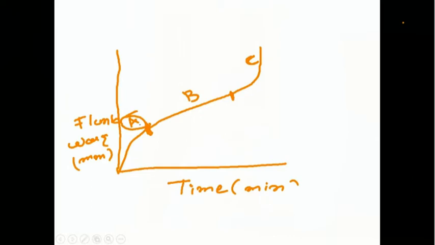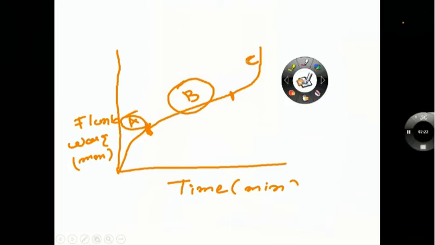Then after region B, the region B is considered as a normal wear, as with increase in time the rate of increase in wear is constant. There isn't any rapid jump in increase in wear, whereas the region C is the rapid wear region where the wear increases very rapidly with respect to machining time.